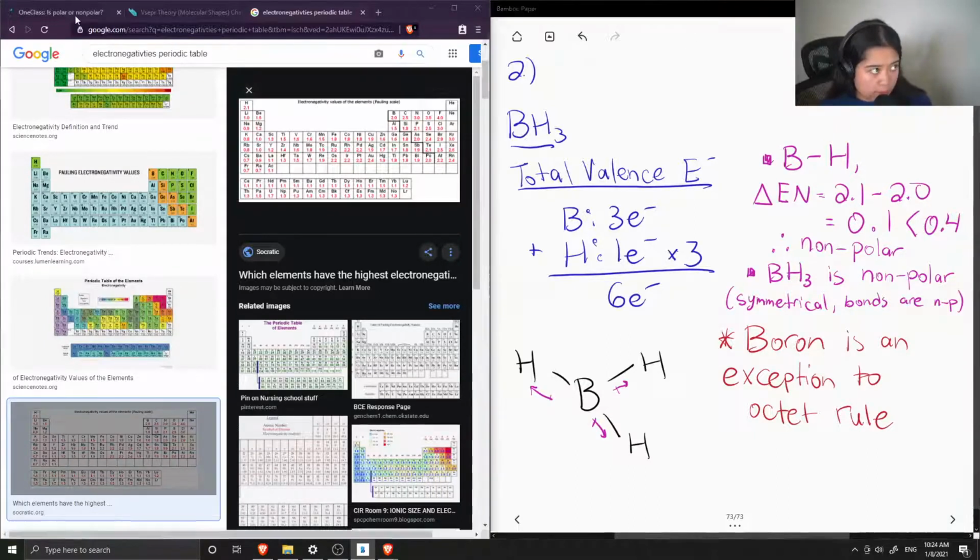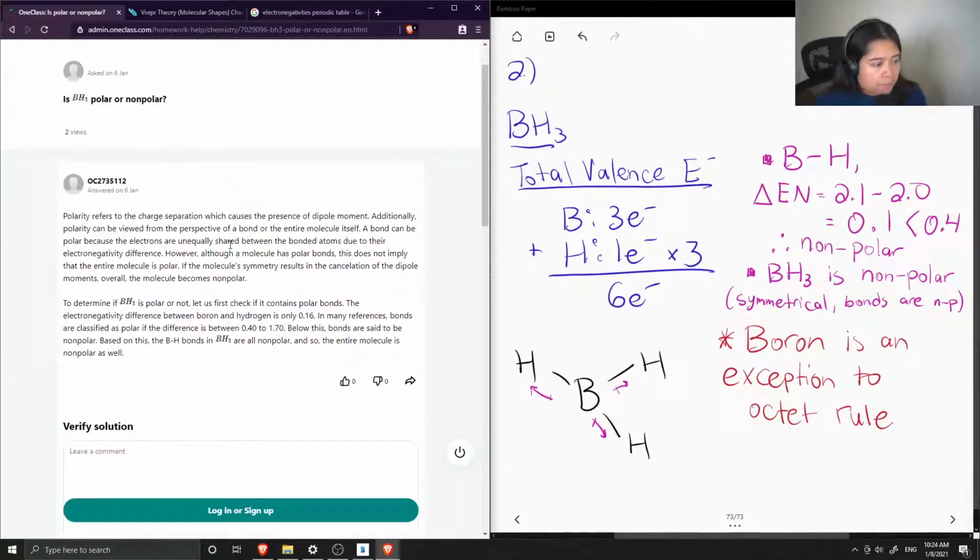So let's see what the junior tutor said. Polarity refers to the charge separation which causes the presence of dipole moment. Additionally, polarity can be viewed from the perspective of a bond or the entire molecule itself. A bond can be polar because the electrons are unequally shared between the bonded atoms due to their electronegativity difference. However, although a molecule has polar bonds, this does not imply that the entire molecule is polar.